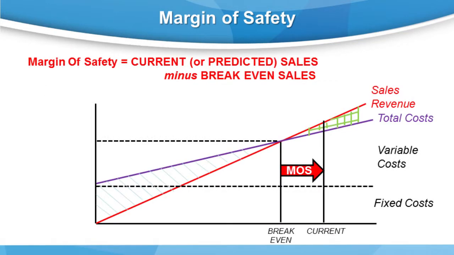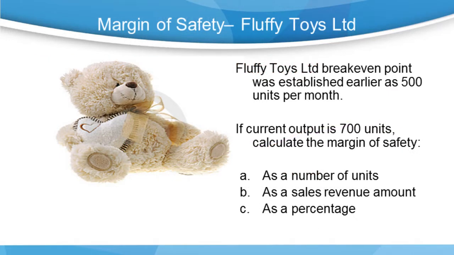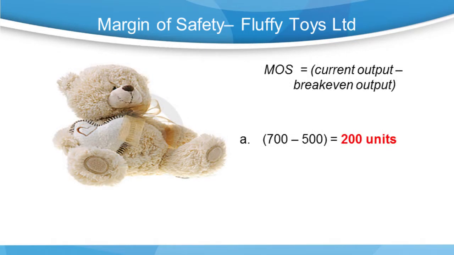The margin of safety in units is simply the current level of sales minus the break-even level of sales. In some questions where you are using the margin of safety as a planning tool, you will use the proposed or budgeted level of output rather than the actual level. In this example, the current level of output is 700 units, the break-even point is 500 units, and therefore the margin of safety is 200 units.